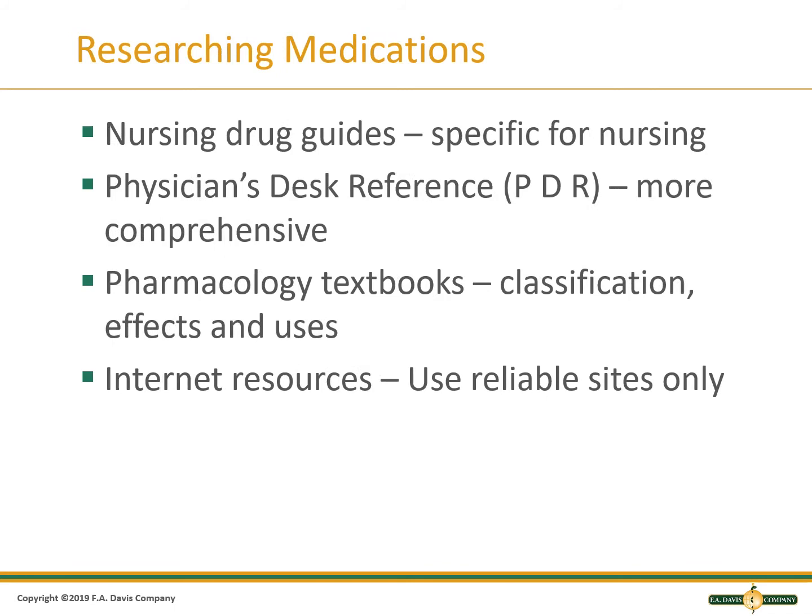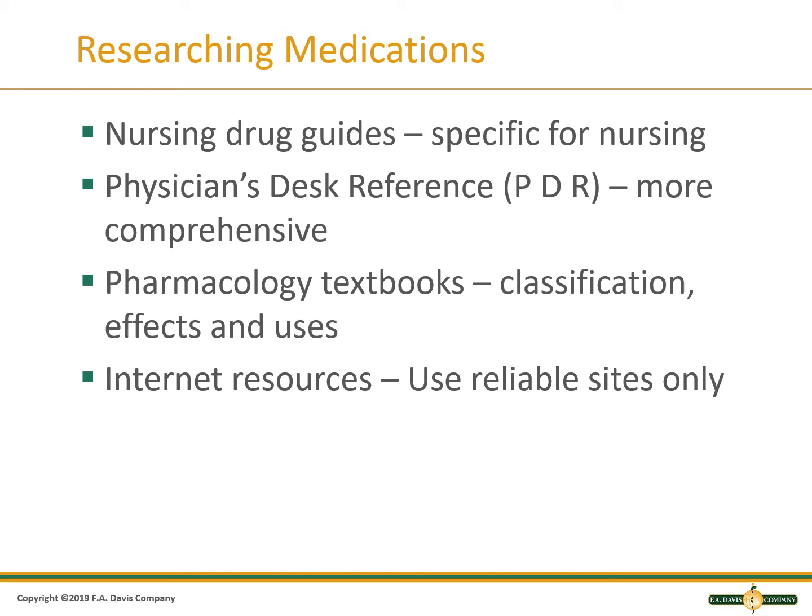There are several ways we can research medications. Nursing drug guides are specific for nurses and include generic drugs listed in alphabetical order with information about their classification and brand names, absorption, distribution, metabolism, and excretion, indications for use, dosages, contraindications, cautions and interactions, nursing interventions, and patient teaching. The Physician Desk Reference, or PDR, is a comprehensive book containing detailed information about a large number of medications. Pharmacology textbooks include classification of drugs with explanations of the effects and uses for each class.